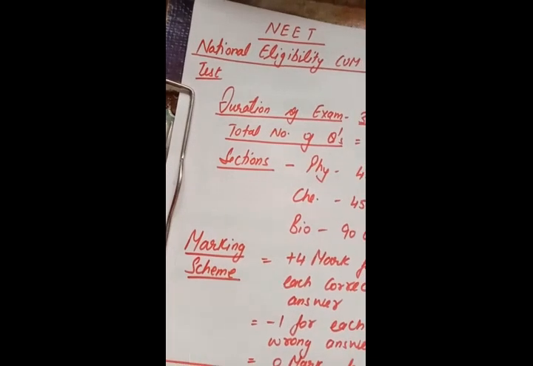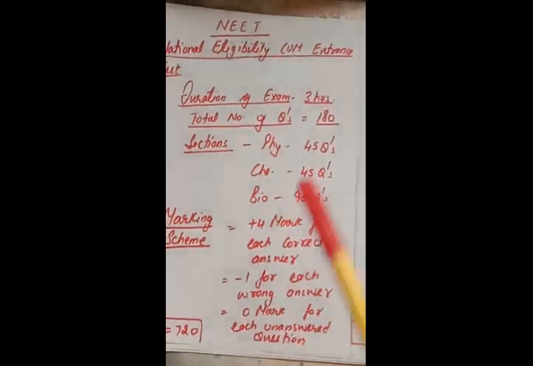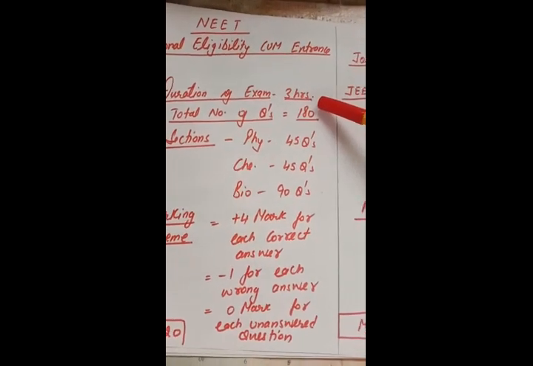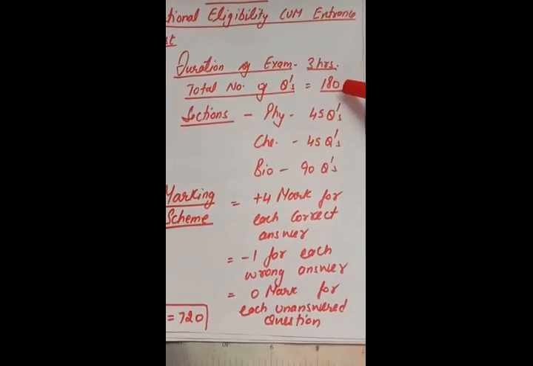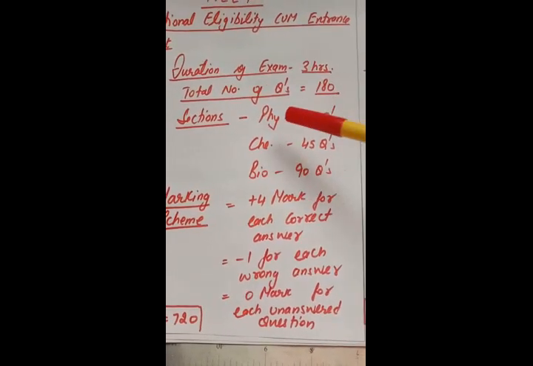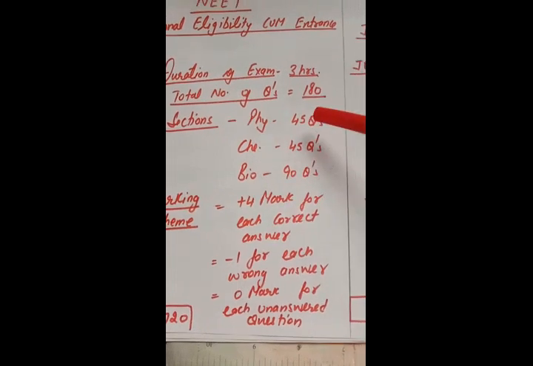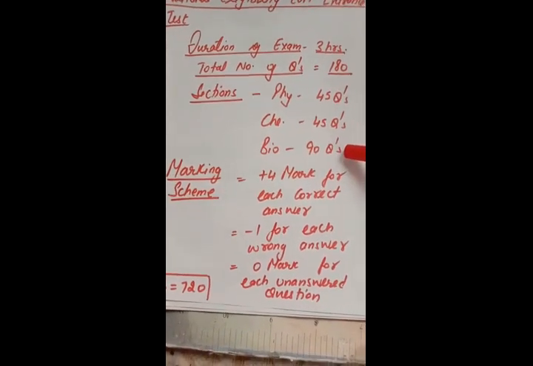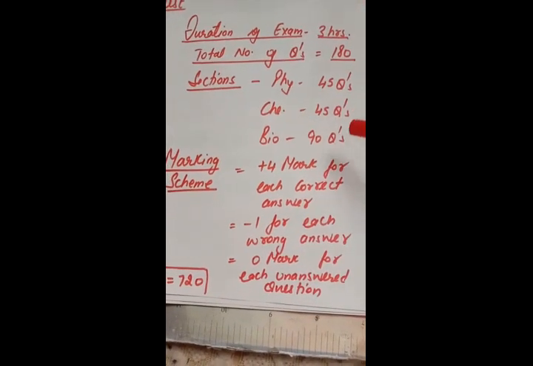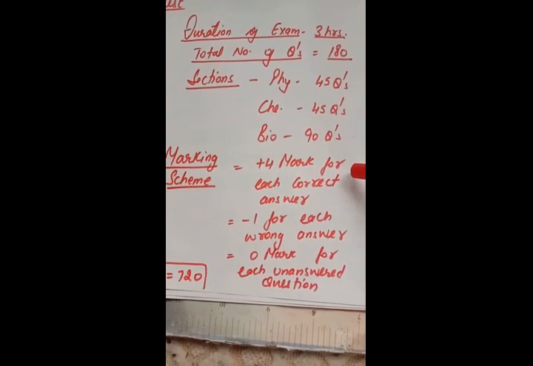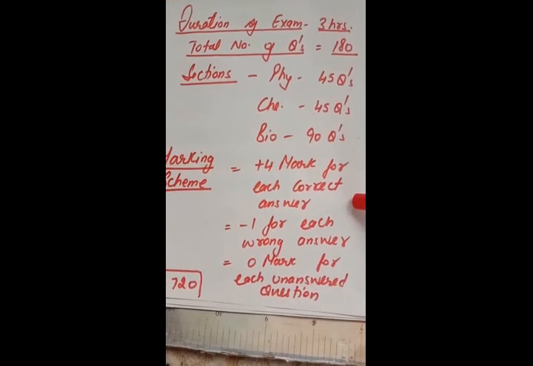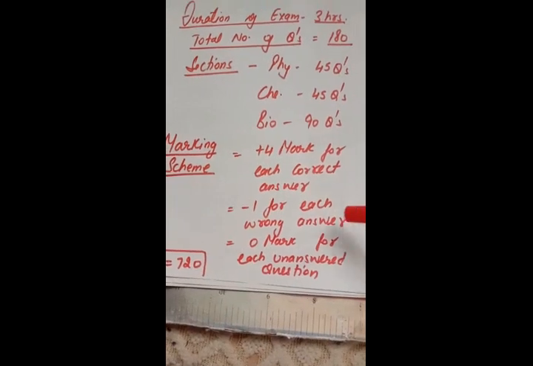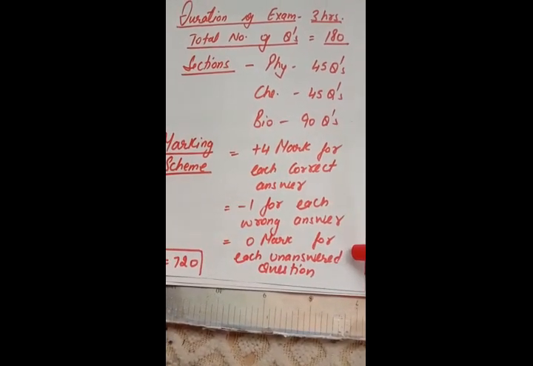Here I try to show you that the duration of the NEET exam is 3 hours and the total number of questions is 180. It is divided into 3 sections: physics, chemistry and biology. In physics and chemistry you have to attempt 45 questions each, and in biology 90 questions. The marking scheme is +4 marks for each correct answer, and there is negative marking also, that is -1 for each wrong answer, and 0 marks for each unanswered question.